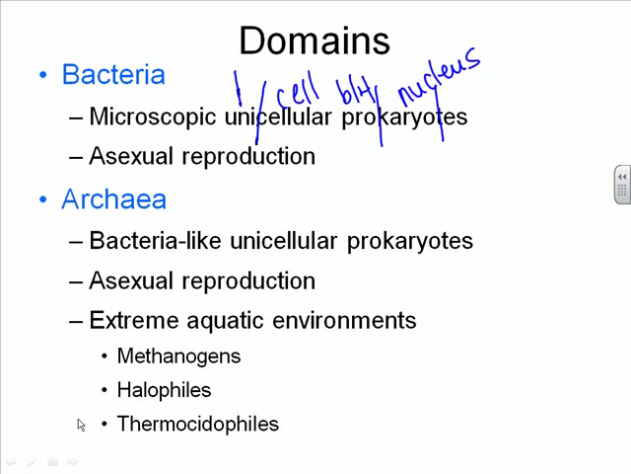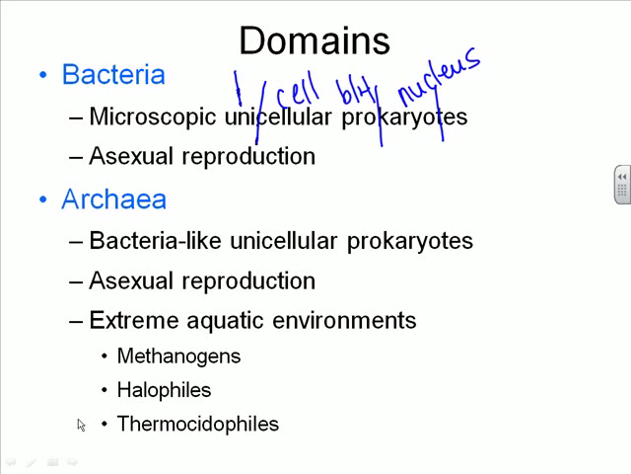The next domain is archaea. Archaea are also unicellular prokaryotes. They're a lot like bacteria. They also reproduce asexually. But where they're different is they're found in very extreme aquatic environments. We have the methanogens. They find areas that are rich in methane gas, and that is where they live.